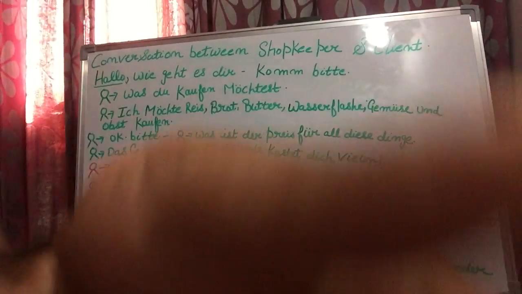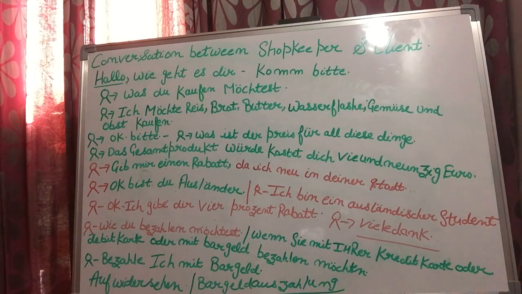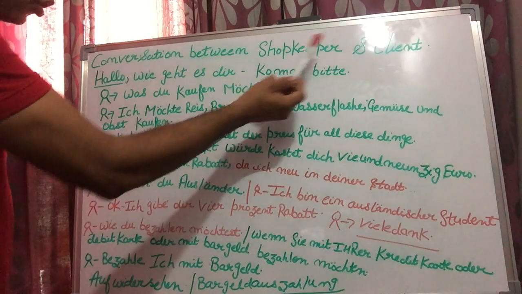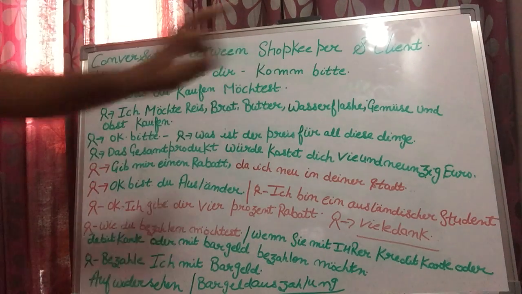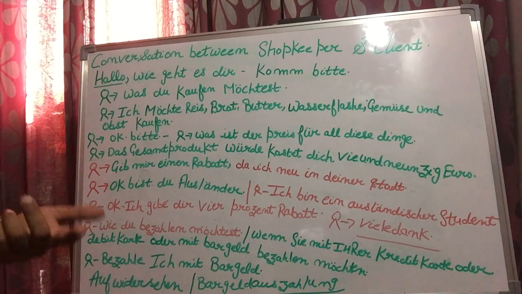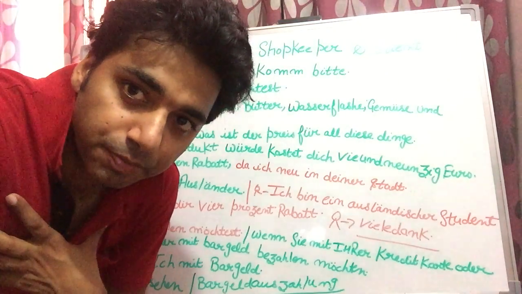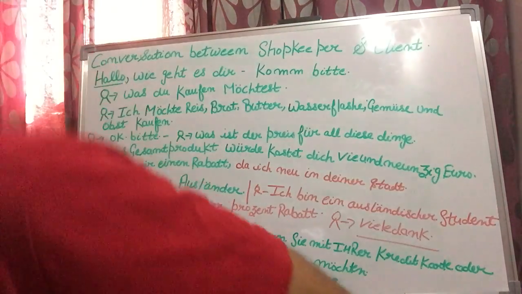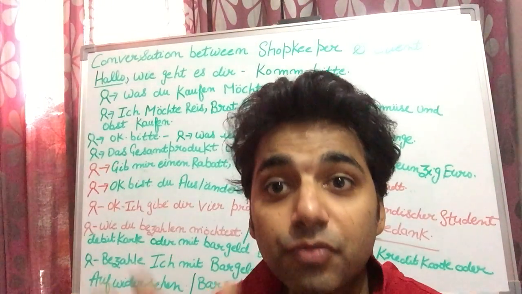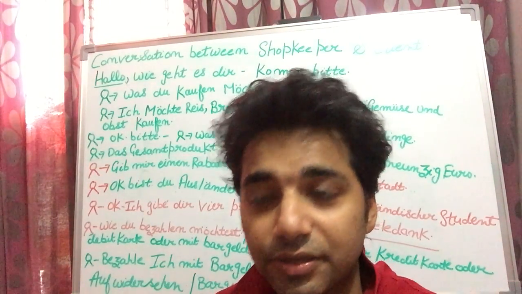All right, I believe my code is visible to you. So for example, guys, you go to the market. Basically there's a conversation between the shopkeeper and the client. In English also, for example, if I'm a shopkeeper and you enter my shop, what will I say? Yes, please come in, what do you want to buy, hi, how are you. I can say it like this, right?